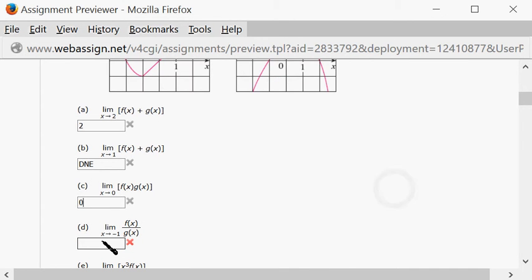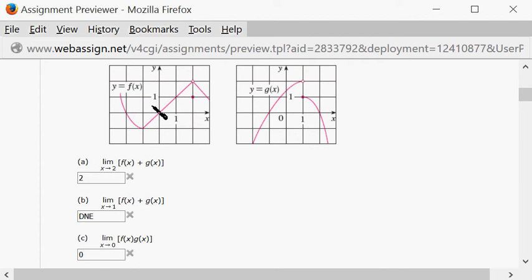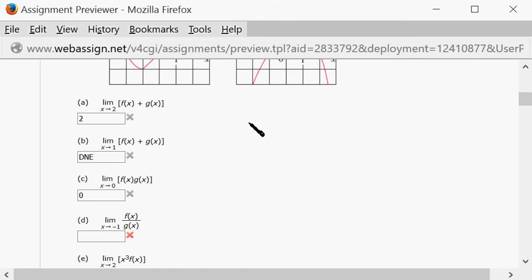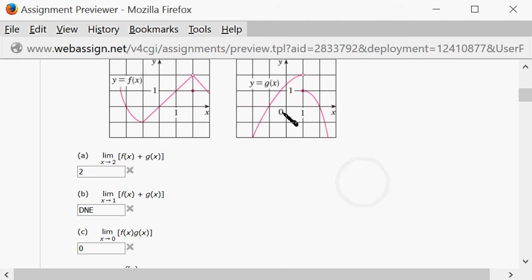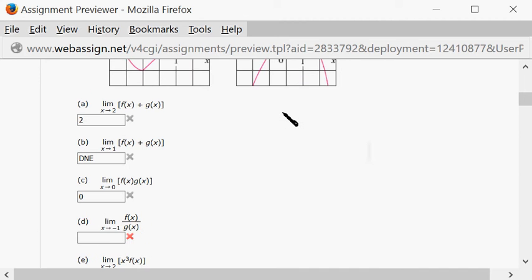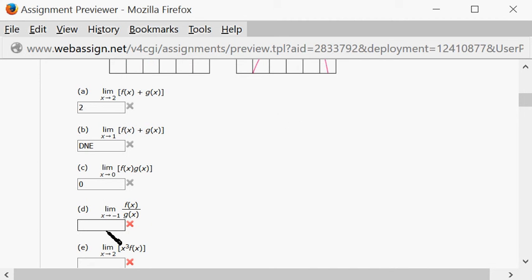Now let's look at f of x over g of x as x approaches -1. f of x, as x approaches -1, is going to be -1, and g of x is actually, oh, this is bad, it's going to approach 0. Since the denominator is approaching 0, the limit does not exist.